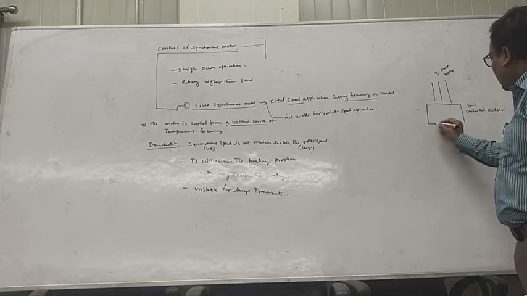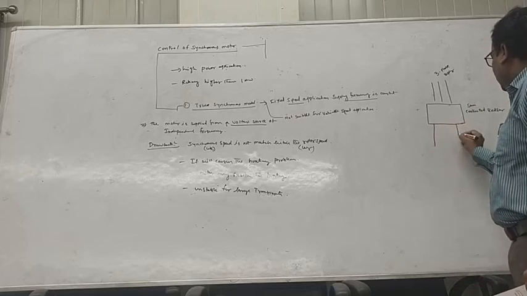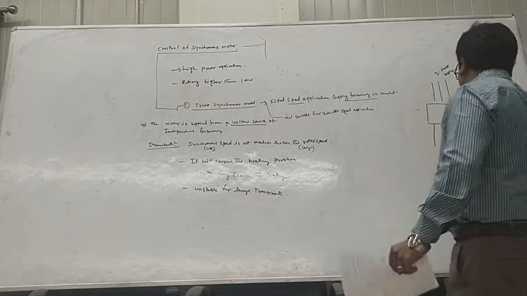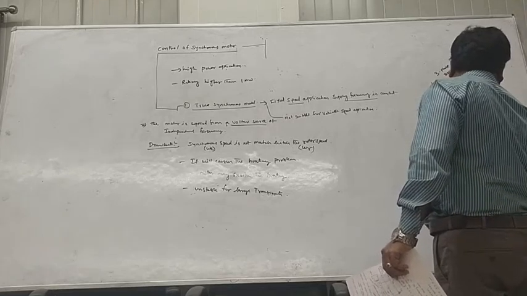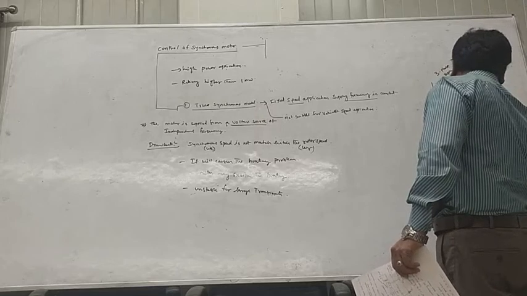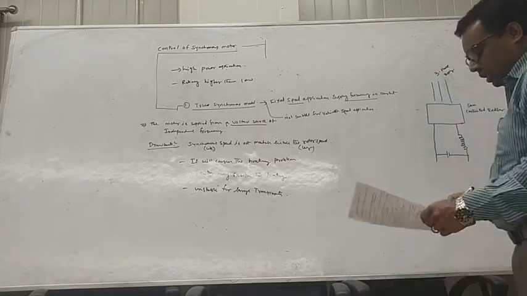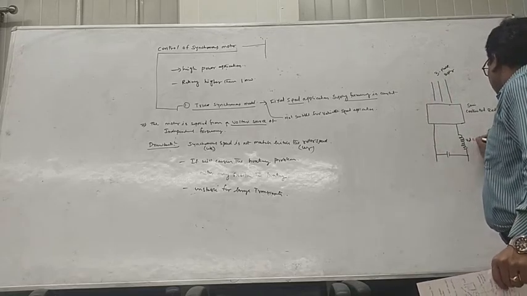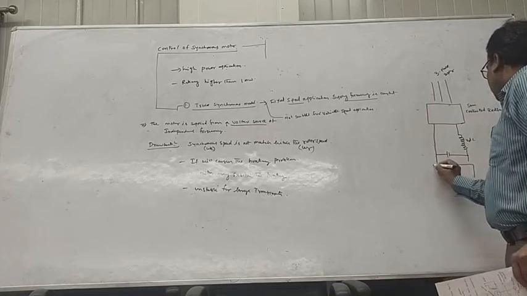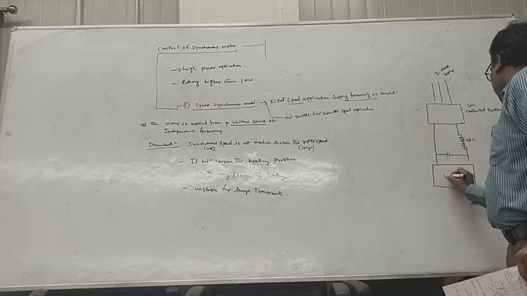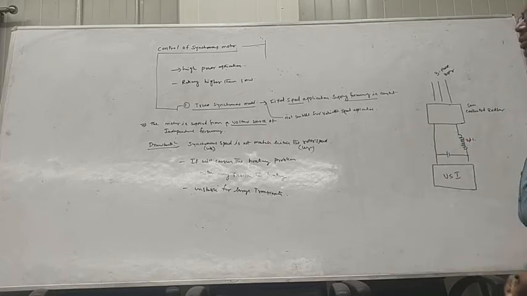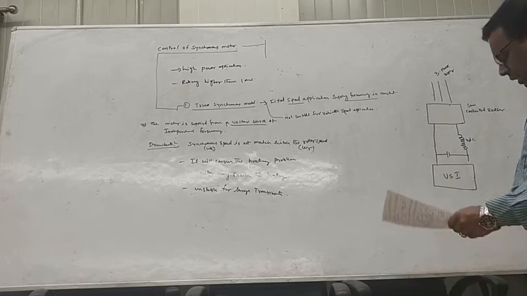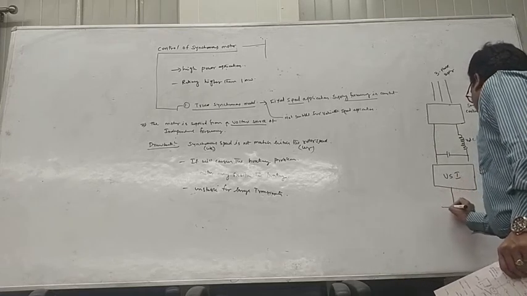The output of the semi-controlled rectifier is DC, and this can be filtered by a filter network, an LC filter here. Let us assume the output voltage of this LC filter is VDC, and then it goes to the voltage source inverter, because as I informed you, it has a constant, independent supply frequency. So VSI, and the output of the VSI goes to the synchronous motor.